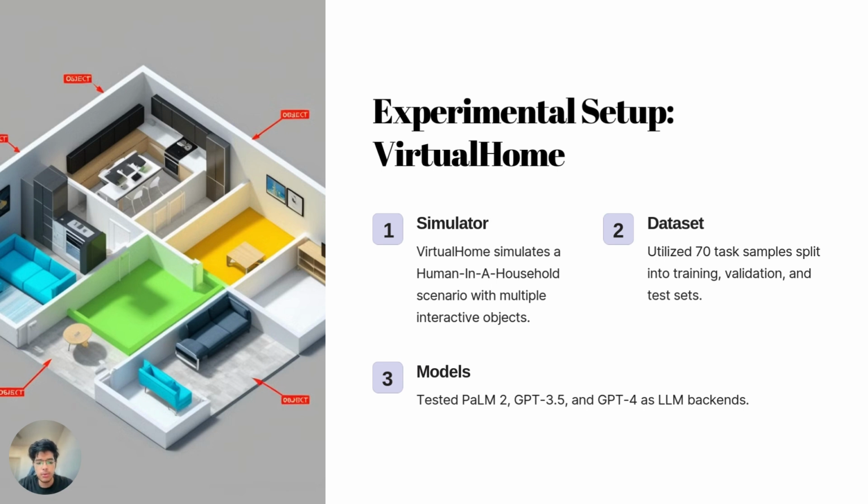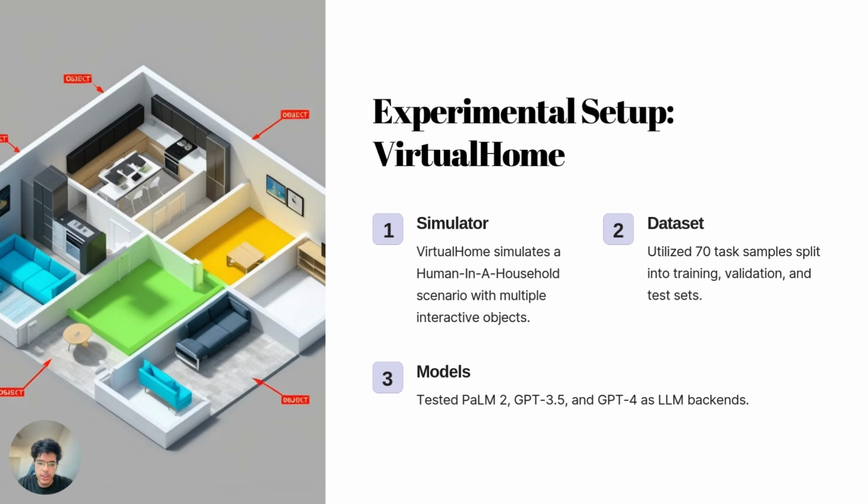The system was tested on 70 different tasks, all centered around typical household activities like make coffee, eat chips on sofa. The simulator provided real-time feedback on whether the robot's actions were successful or not, which triggered the feedback loop in brain body LLM to adjust the plan when needed.